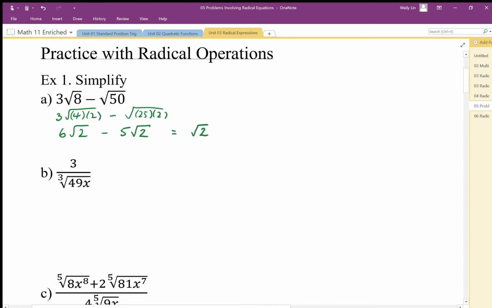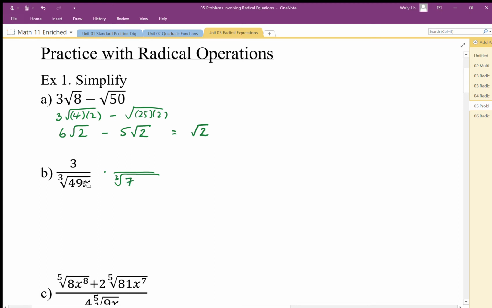Here we want to rationalize the denominator, which means that we need to make perfect cubes, since this is a cube root. So to make a cube root, we need to multiply the denominator, first of all, with the cube root for the same index. And we need to know what number times 49 will give us a perfect cube. So this is 7 times 7. So if we multiply by one more 7, that will give us a perfect cube.